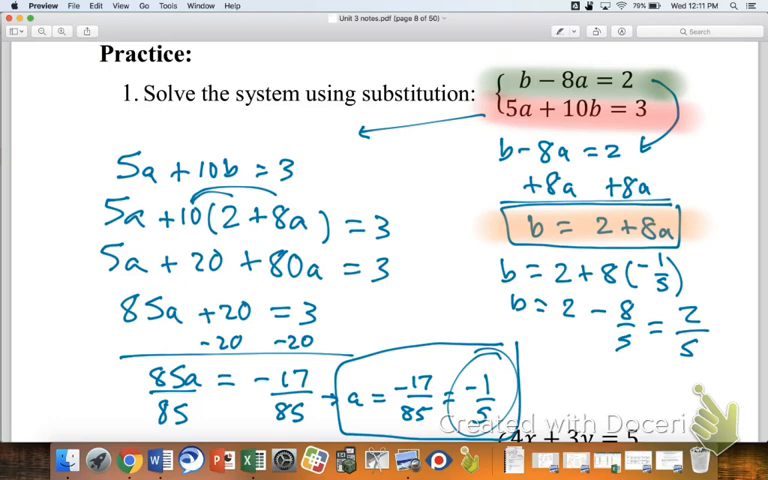Final question is, we always write these as an ordered pair, right? Because remember, this is a point where the lines intersect. So do you think I should write a comma b or b comma a? A comma b, because a comes first. That's actually the right answer. That's why we do it. So it'd be negative 1/5, comma 2/5. That would be my correct final answer for this system.